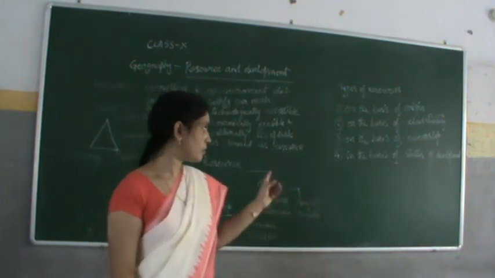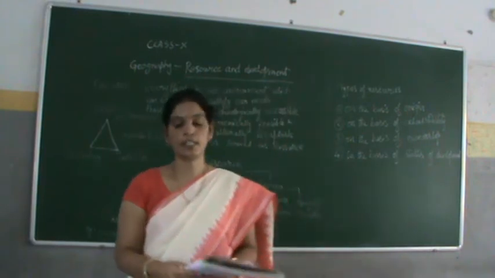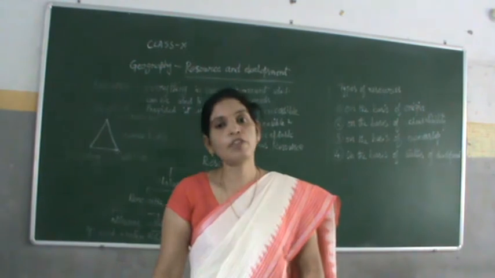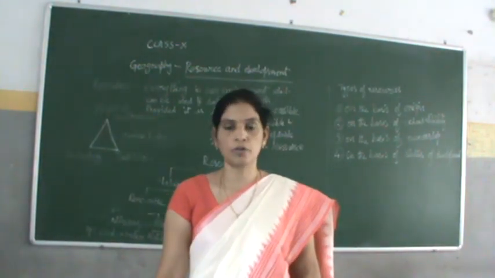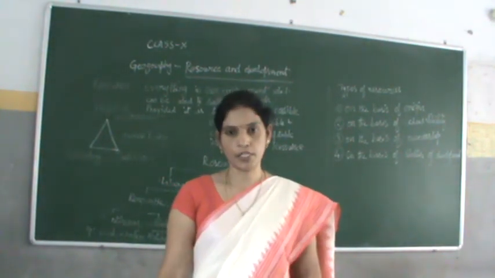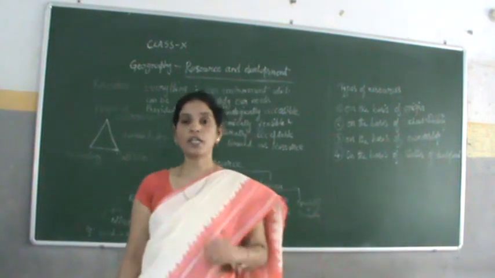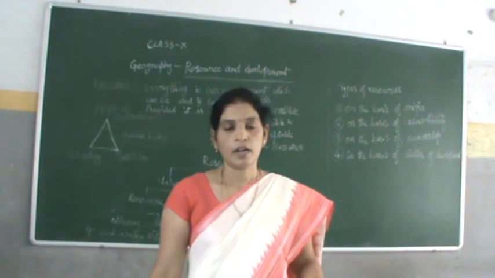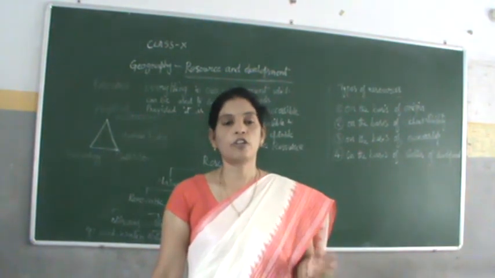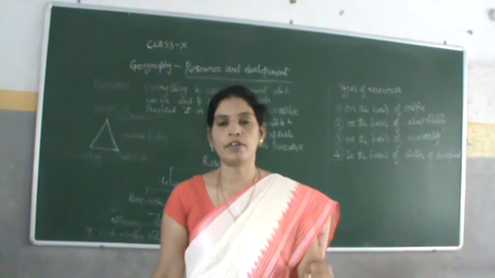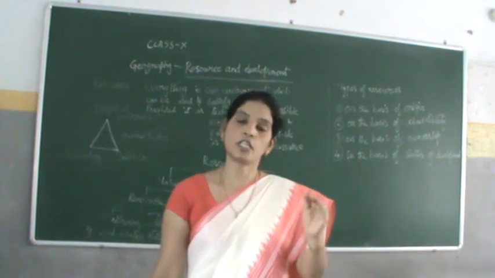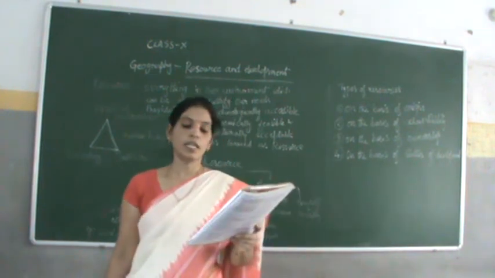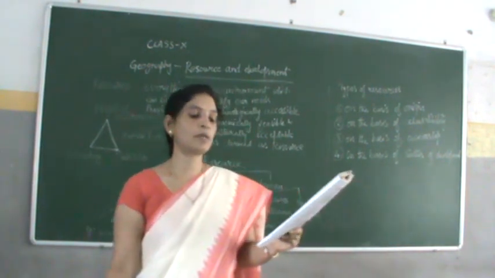In that, coming to the first one, that is potential resources. These are the resources which have the potentiality to produce goods, but they are not being utilized. Take the example, in Rajasthan you have an abundant amount of solar and wind energy, but we are not utilizing the whole available resources. The potentiality exists, but the utilization doesn't happen over here.